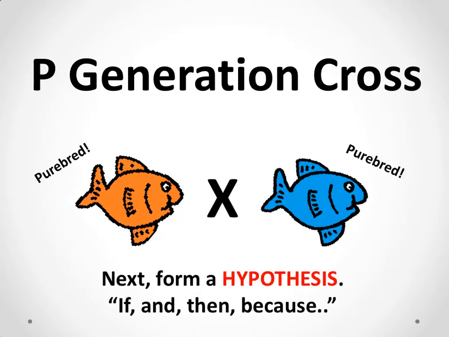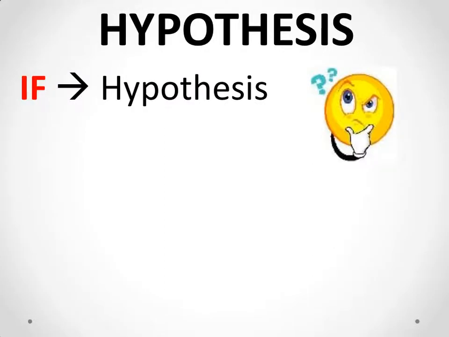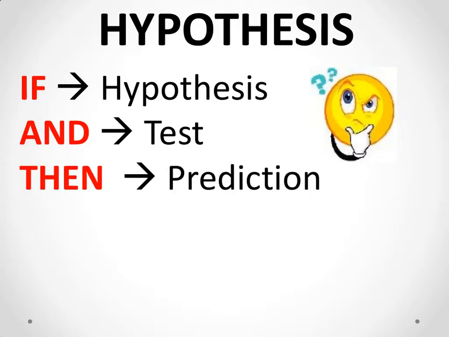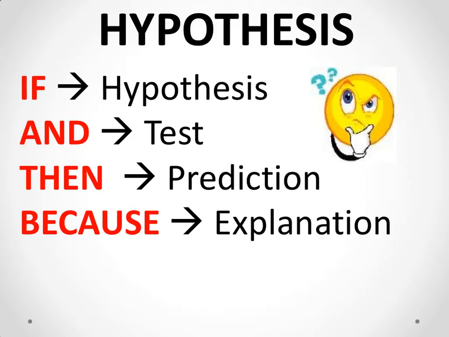Every scientific experiment begins with a formalized hypothesis. In this case, that means an if, and, then, and because statement. In this formalized statement, the if is referring to your simple hypothesis, what you think is the right answer. The and refers to the test you might conduct that would see if your hypothesis is supported or not. The then refers to the prediction of results for your test based on your hypothesis. And the because refers to your explanation of why you think this all should happen.